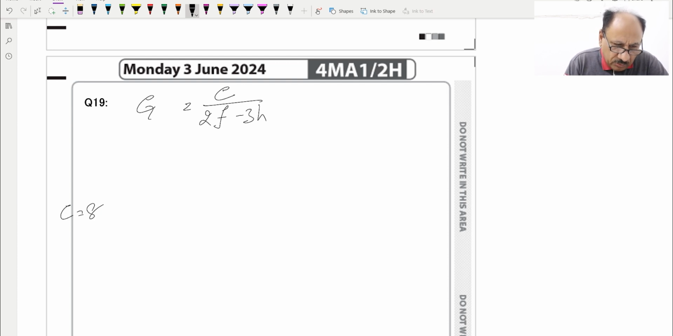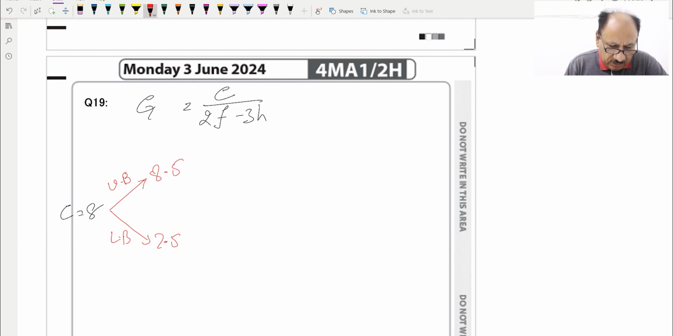C is equal to 8, correct to the nearest whole number. So we can find the upper bound and lower bound. Nearest whole number means we add and subtract a half, so 8.5 and 7.5 will be the upper bound and lower bound.